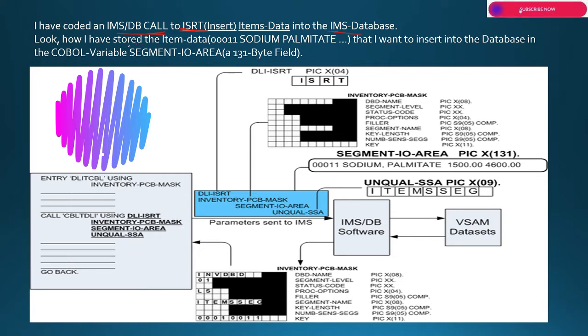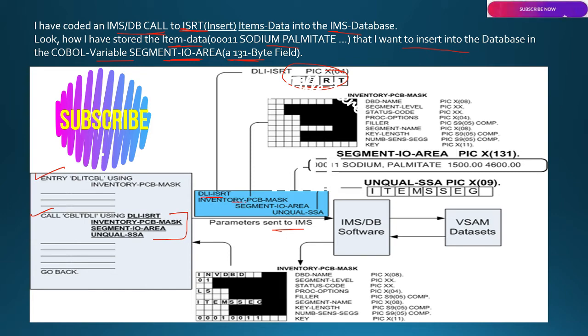Look, now I have stored the item data that I want to insert into the database in the COBOL variable segment input output area, which is 131 bytes. We have an ENTRY statement, then a CALL statement, and we are using four parameters here. We are passing these parameters to IMS. We are passing the DLI function ISRT, which is 4 bytes, meaning we are performing the insert operation into the IMS database.